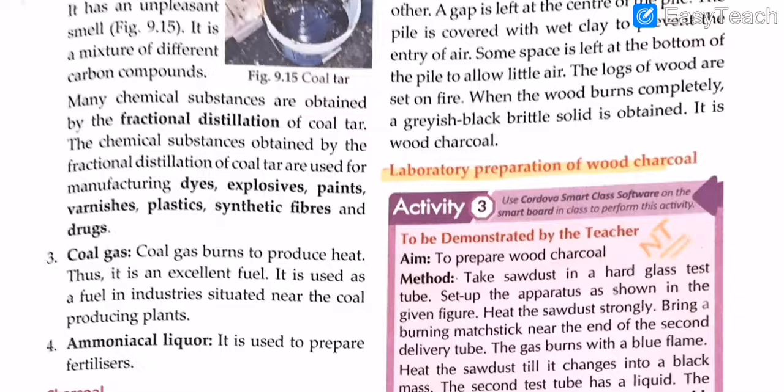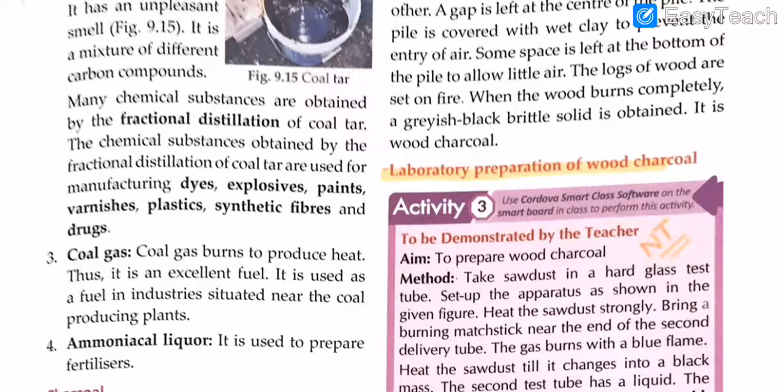Now, let's move on to coal gas. So coal gas burns to produce heat, thus it is an excellent fuel. It is used as fuel in industries situated near the coal producing plants. So I think this is easy. Ammonium liquor is used to prepare fertilizers. With that, we come to an end of coal.